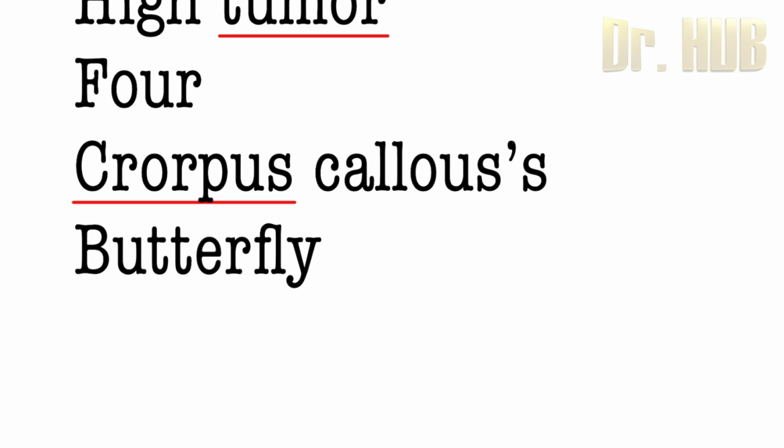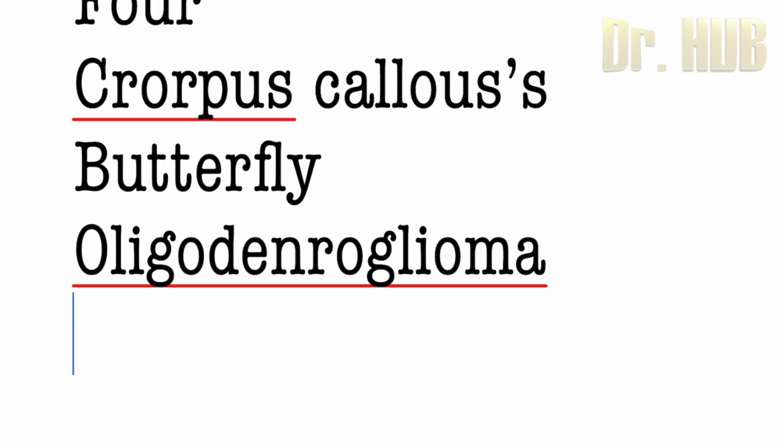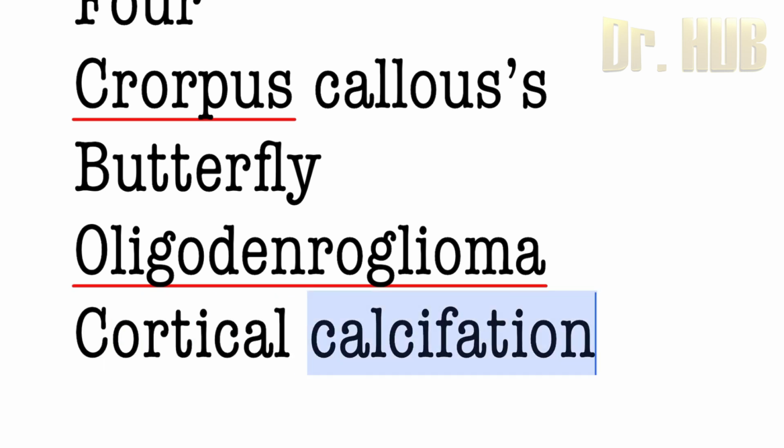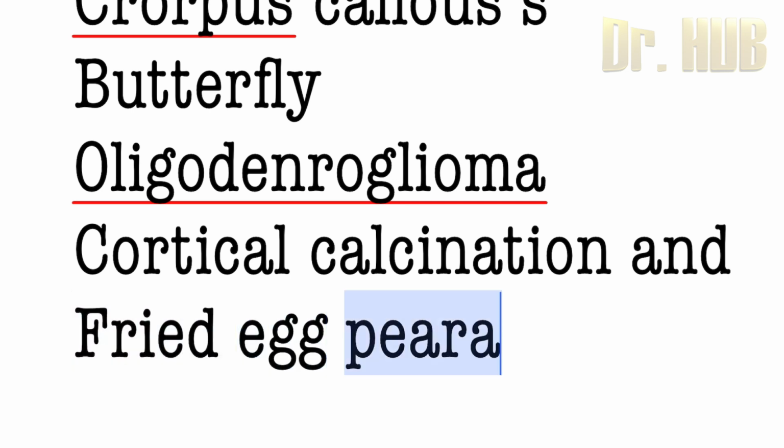Now moving on with the oligodendroglioma. In oligodendroglioma, there is presence of cortical calcification and also the presence of the fried egg appearance. And this will be present on the histopathology.